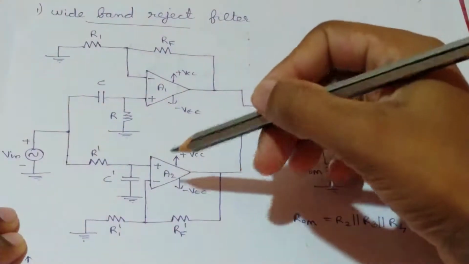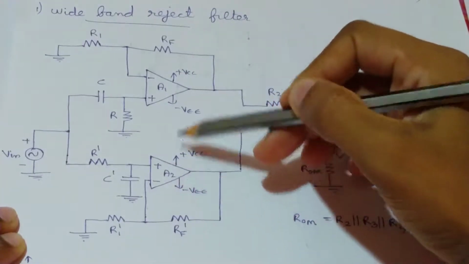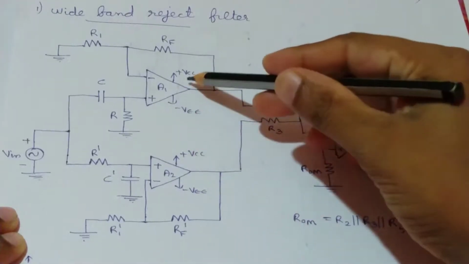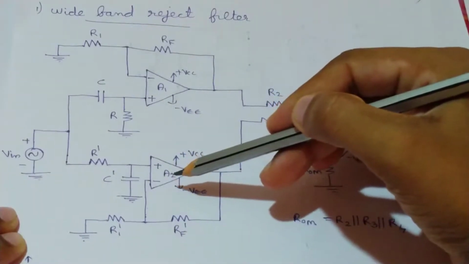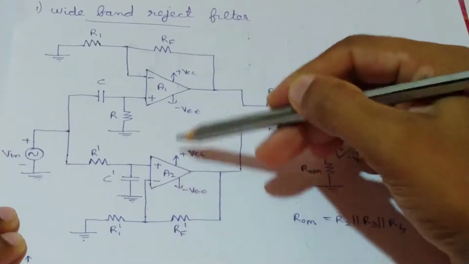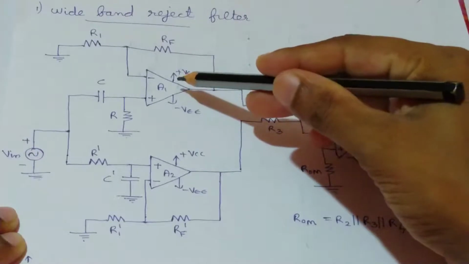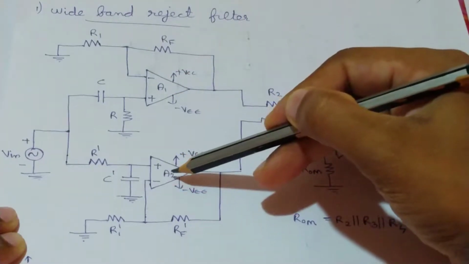Now for the design of the high pass and low pass filter sections, we need to design these sections separately for the given FL and FH values. And one thing we need to consider here is that the gain of the high pass filter should be equal to the gain of the low pass filter.